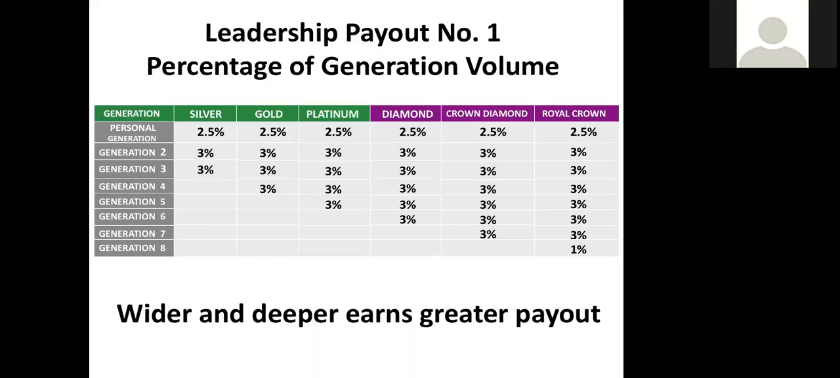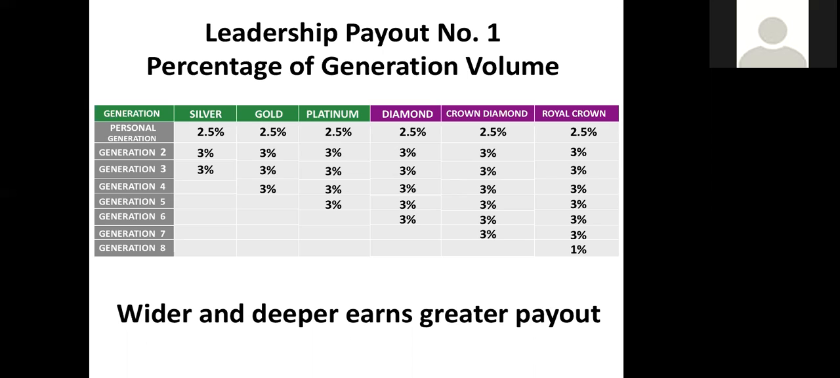As you start to build silvers within your organization, that would mean that you would be paid on all the volume outside of that silver at the 2.5%. But as soon as you've built a silver underneath you, that silver would be considered generation level 2 in your organization, and you would be paid 3% on all of the volume within that silver who's underneath you, down to the next silver underneath them.